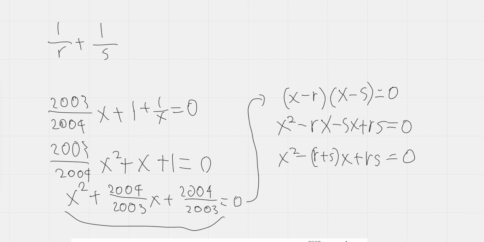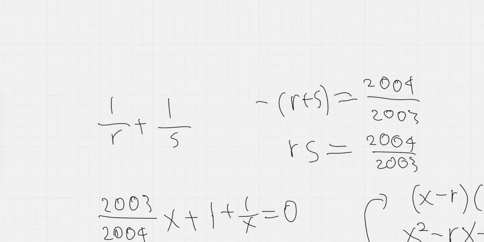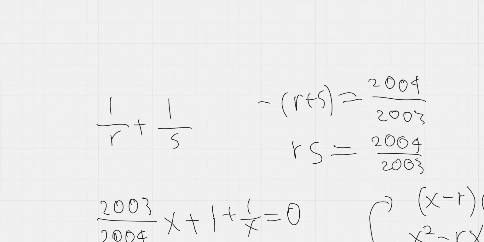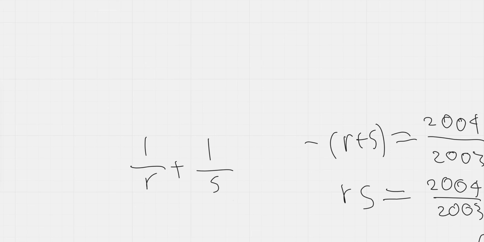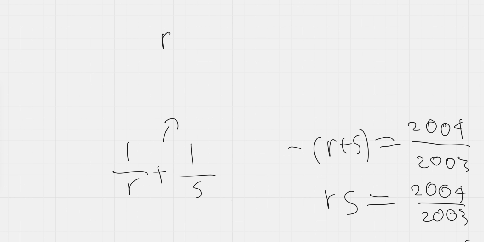And as you can see, there's a one-to-one correspondence between these terms here and these terms here. The coefficient of the x term, which is negative (r plus s), is also equal to 2004 divided by 2003. And the product of these terms is also 2004 divided by 2003. But that still doesn't quite get us where we want, because we want 1 divided by r plus 1 divided by s. But there's a very useful and common trick in these sorts of problems that we're going to use, and that's establishing a common denominator.